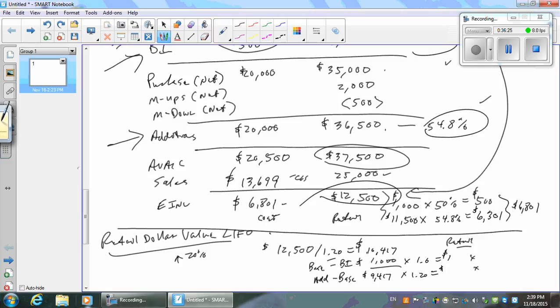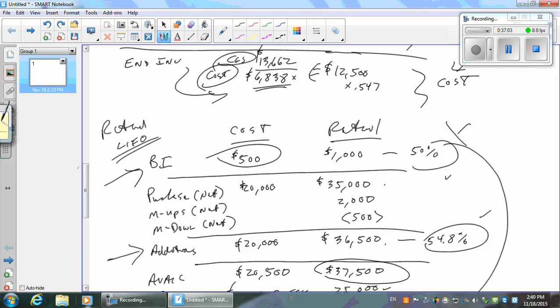It's not that hard, Keith, come on. Okay, and then the 9,417 times 1.2 is your new layer, right? How much is that? 11,288. Okay, now what do you want to do? Okay, so that's what that 12.5 inventory is with the base year plus the addition, right? So we just deflated, right? Okay. Now what? So the 1,000 times the 50%, and then the 11,288 times the 54.8%. Which were our two percentages, right, guys?